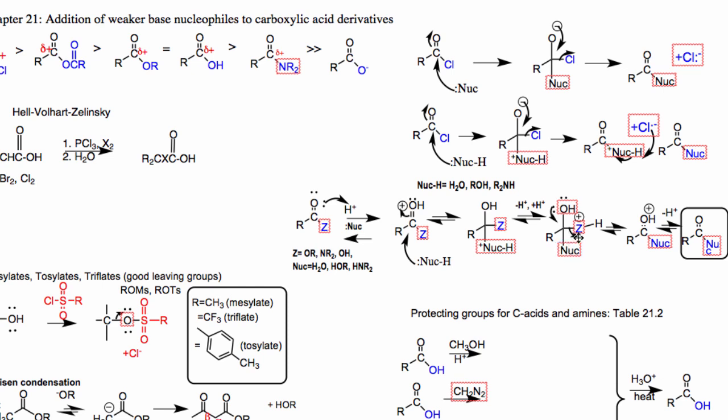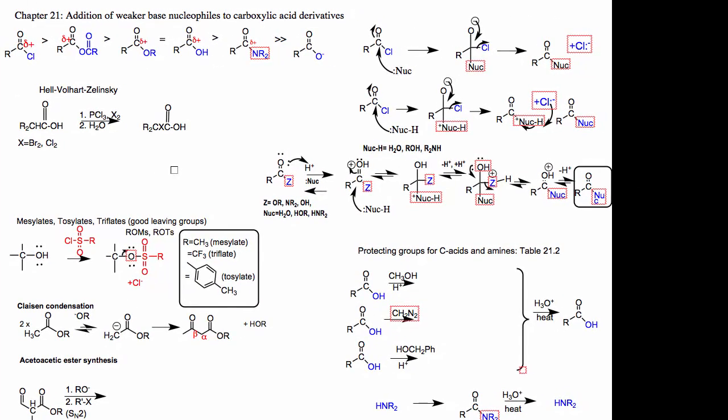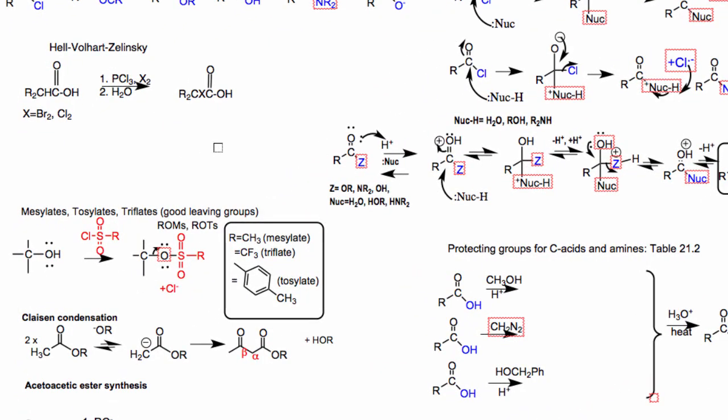Because the Z is now a good leaving group, the double bond can be reestablished to make the protonated product, which after another acid-base reaction to remove the extra proton will end up with your nucleophile replacing your Z. Your nucleophile, again, without the H, would be OH, OR, or NR2, and again, that's a way to create esters, acids, and amides.